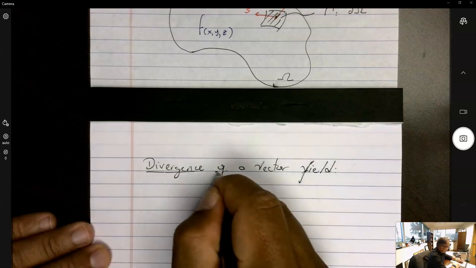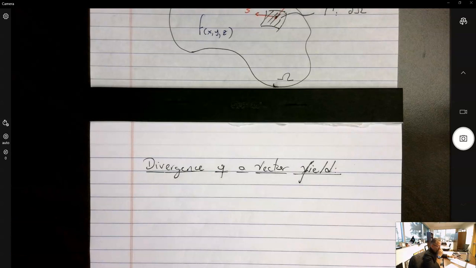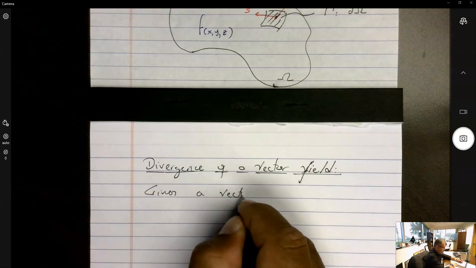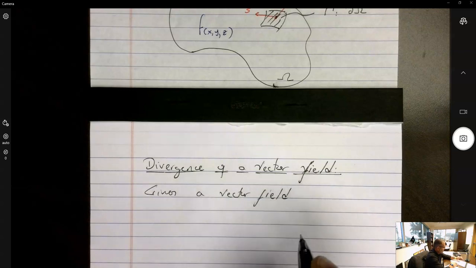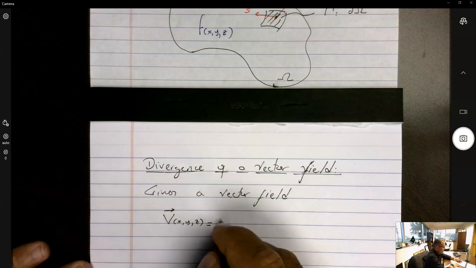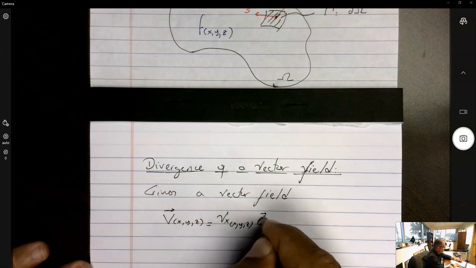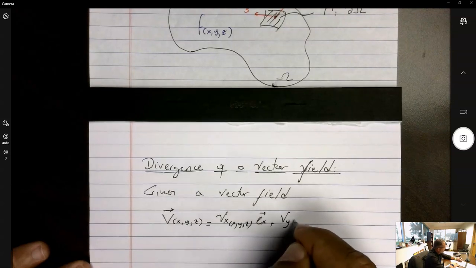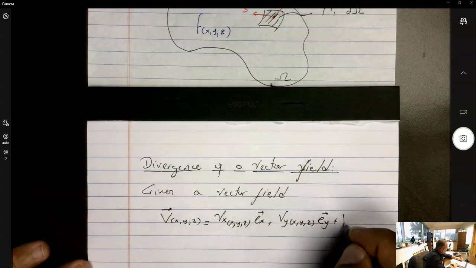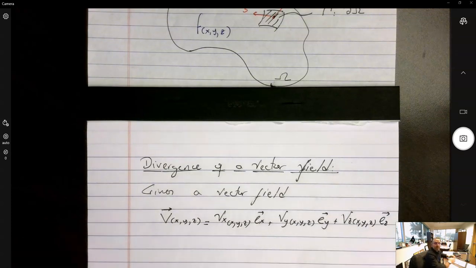So now we're going to depart from the fact that we have a vector field and not a scalar field. So given a vector field, let's define this vector field V, which is a vector and it's a function of x, y, and z. So we have a component Vx, which is a function of x, y, and z in the x direction. We have a component Vy, which is also a function of x, y, and z, and is a component in the y direction. And then we have a Vz, which is a function of x, y, and z.